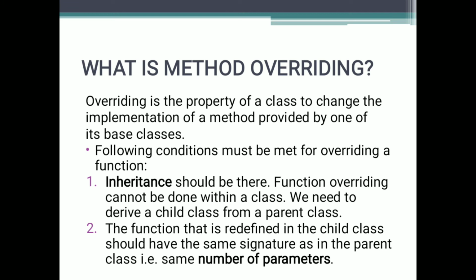Now let's see what is method overriding. The method overriding in Python means creating two methods with the same name but differ in the programming logic. Following conditions must be met for overriding a function. First one is inheritance should be there. Function overriding cannot be done within a class. We need to derive a child class from a parent class. And the function that is redefined in the child class should have the same signature as in the parent class, that is same number of parameters.